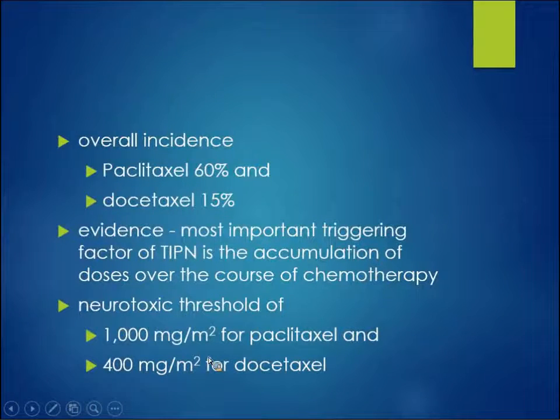So the overall incidence is approximately 60% for paclitaxel and 15% for the other. The most important triggering factor, the T is for taxane. Taxane-induced peripheral neuropathy is the accumulation of doses over the course of the chemotherapy, which is the case for most of these agents. The neurotoxic threshold is thought to be about 1,000 milligrams per meter squared for paclitaxel and 400 milligrams per meter squared for the other.